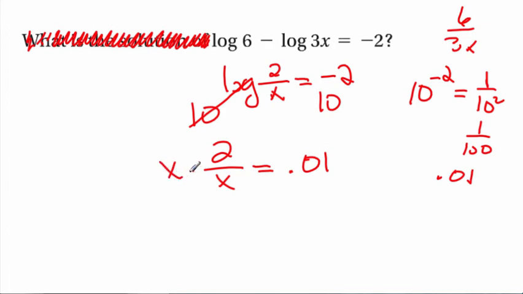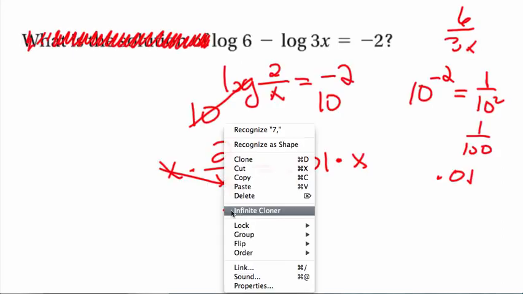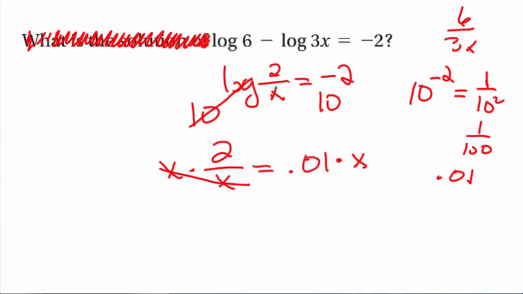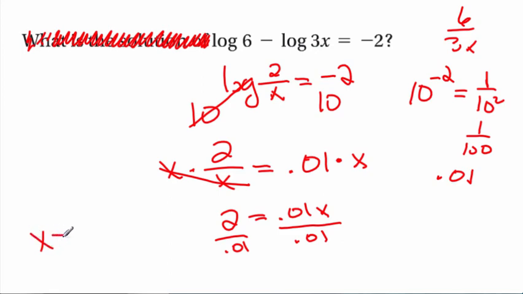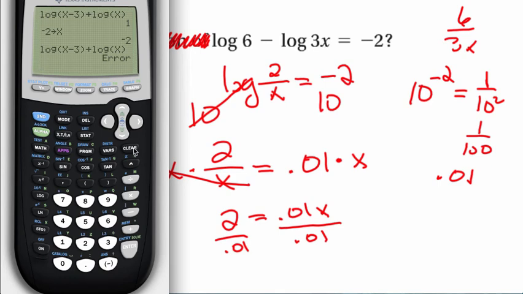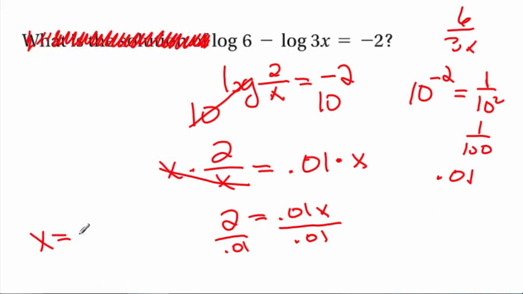So I'm going to multiply both sides by x so I can get the x off the bottom of that denominator. So 2 equals 0.01x. Now I divide both sides by 0.01. And so x is going to be equal to whatever 2 divided by 0.01 is. That's 200. So x equals 200. And that is how you take a logarithm and solve it by using exponentials.